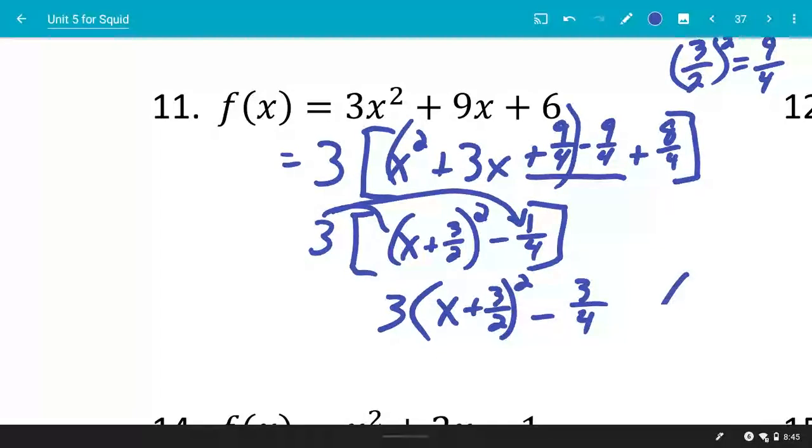What is my vertex? Sorry, negative 3/2 and a negative 3/4. Cool? All right, so if there's a leading coefficient, pull it out, complete the square on the inside, distribute it back in. Can you handle it?